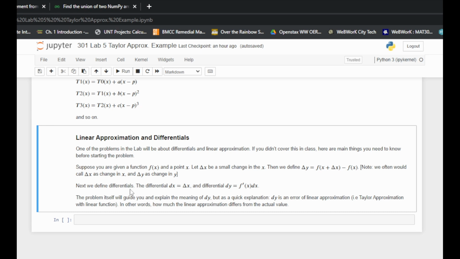Then we'll define differentials. Differential dx is just defined to be equal to delta x, so that's quite simple. However, differential dy is equal to f prime of x times dx. Now this is enough to start the problem, and the rest of it will be explained by the problem itself. But just to give you maybe a quick way of understanding what dy actually is, it's in essence an error of linear approximation. In other words, it's how much the linear approximation at some point x plus delta x differs from the actual value of the function.